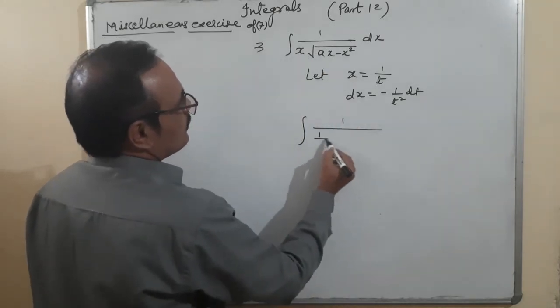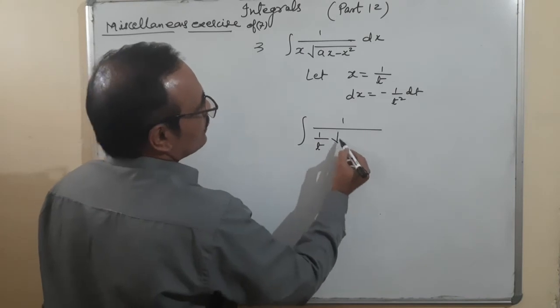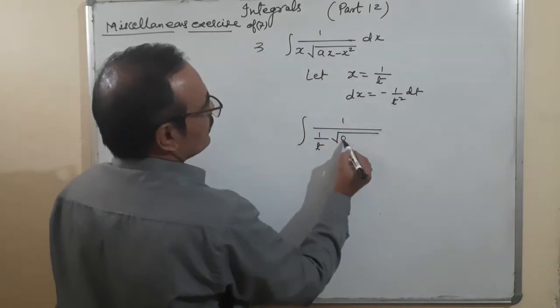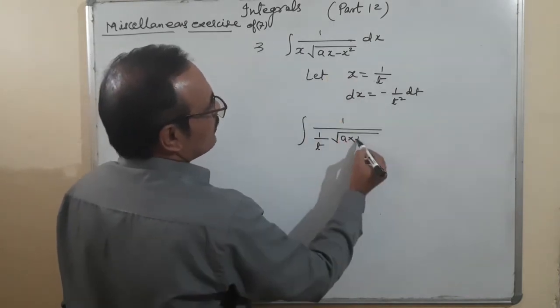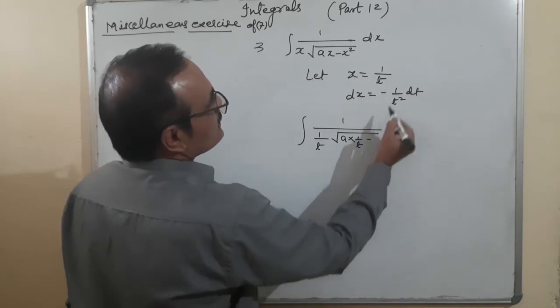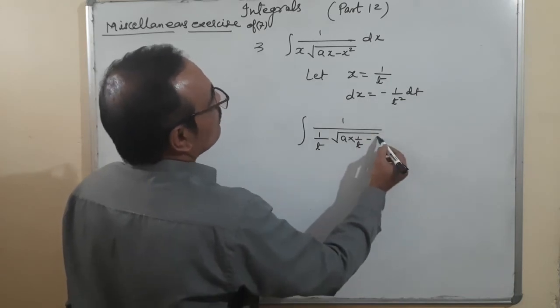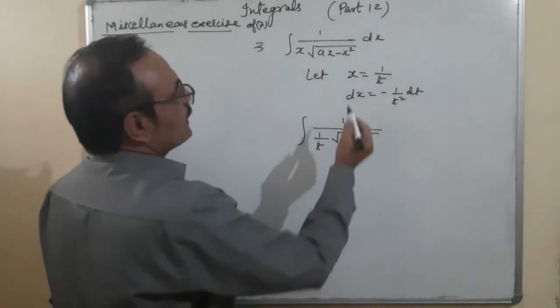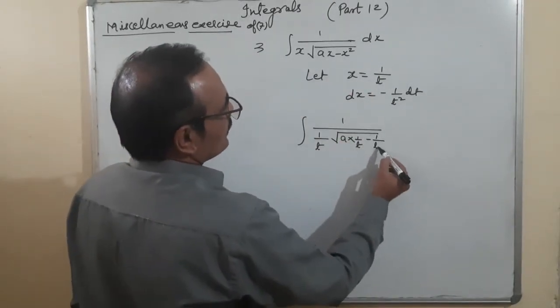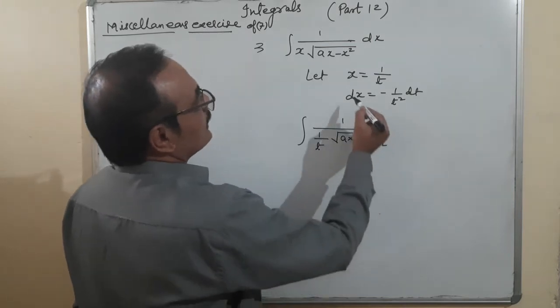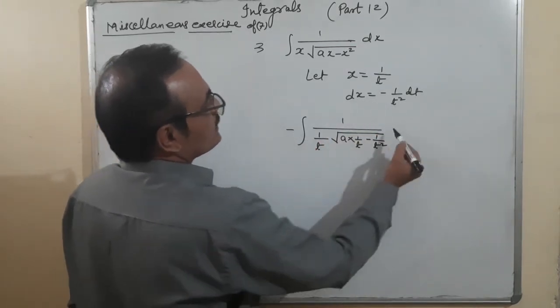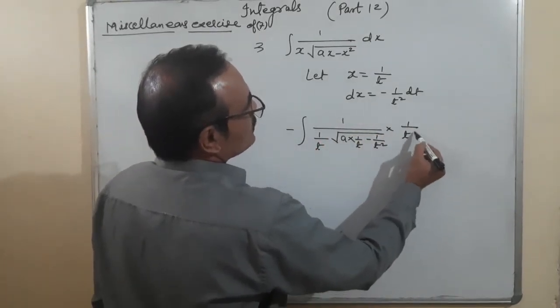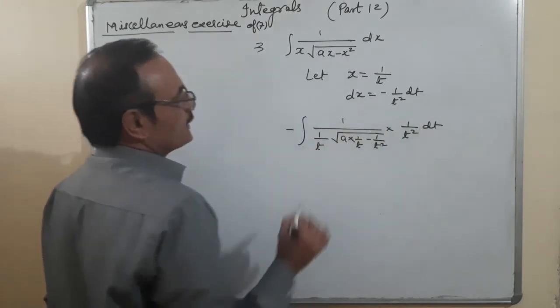x means 1 upon t under root a, what is x? 1 upon t minus x square. Ax minus x square, and x square is 1 upon t square. It is in the root. dx is minus 1 upon t square dt. I hope it is clear.